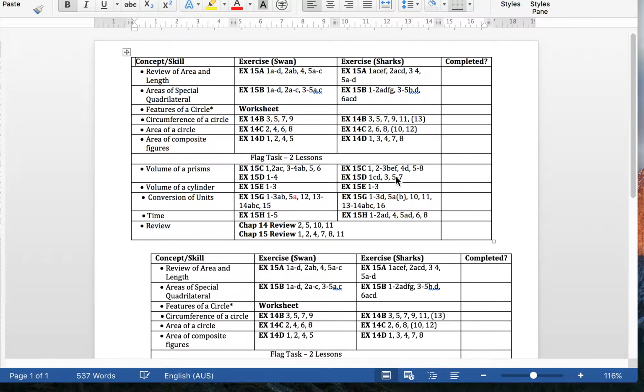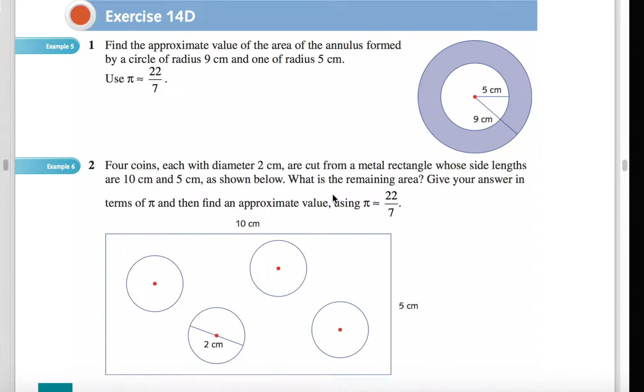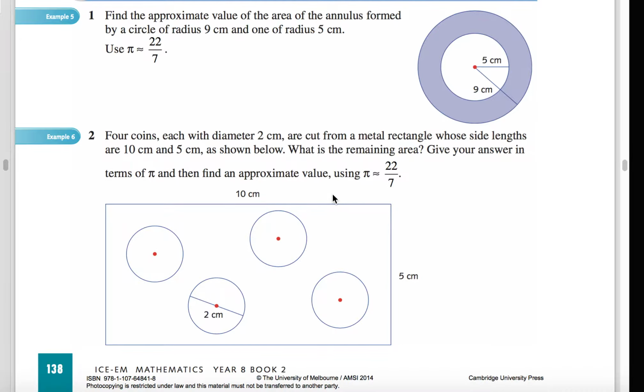So for question 14D, you're supposed to do 1, 2, 4, 5 for the swan and 1, 3, 4, 7, 8 for the sharks. So I'll show you 1, 2, 3, 4, 5. How about that? And if you can't do 7 and 8, I will help you with that in the next lesson. So let's begin. The first question, find the approximate value.